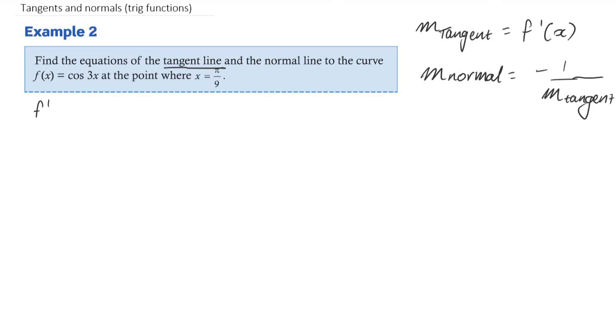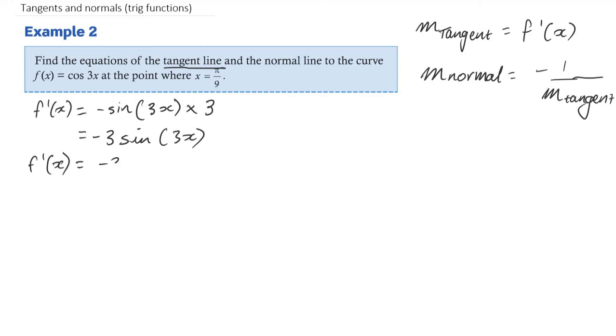So, the derivative of this function, it's a chain rule. Derivative of cos is negative sine of 3x multiplied by the derivative of the inner function. So it's negative 3 sine 3x. If we want the gradient at that point, we're going to sub in pi over 9. So the value of the derivative we're looking at is negative 3 sine pi on 3.